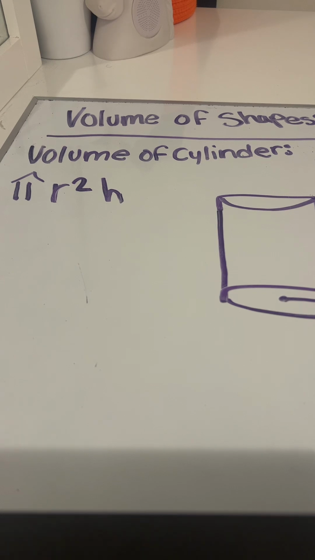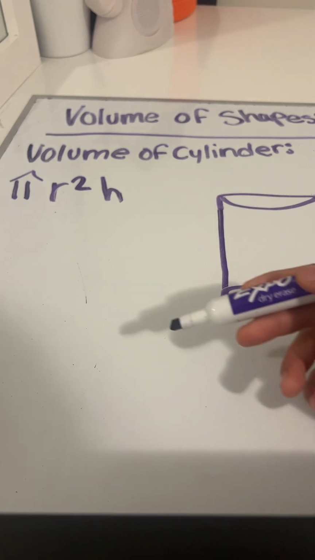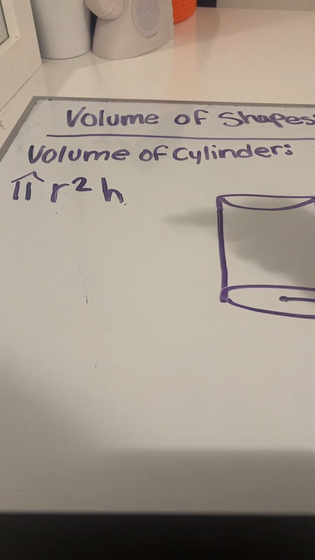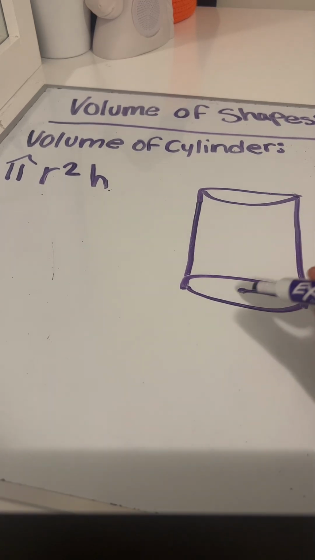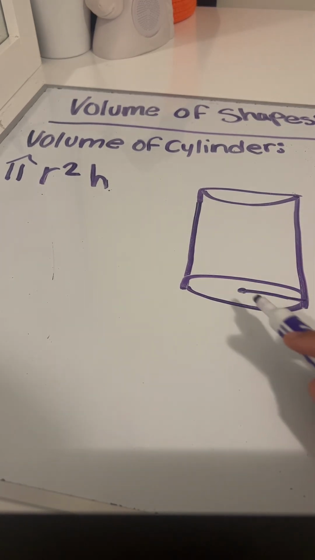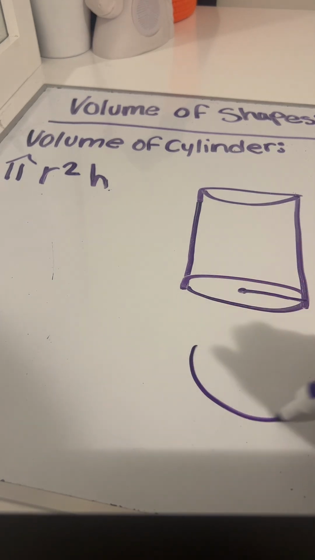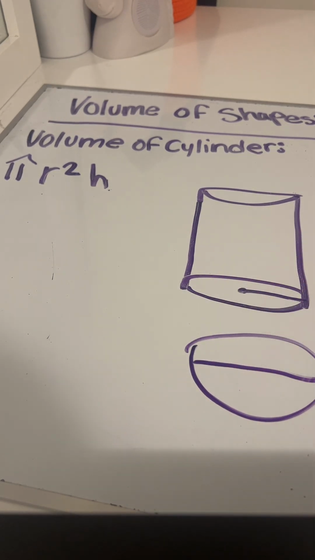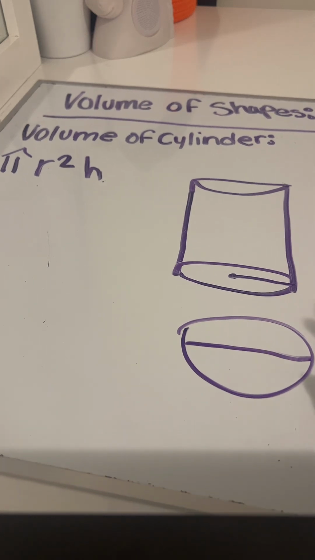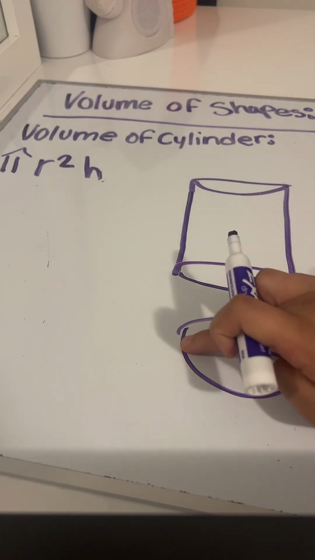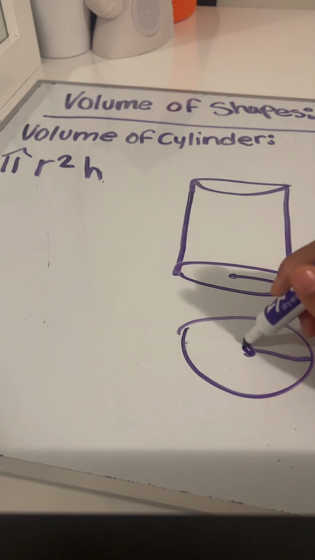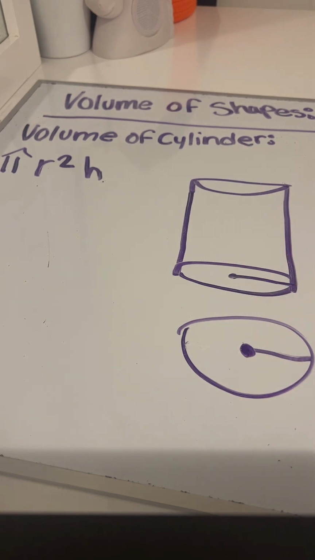Now, to find the volume of a cylinder, it will be pi r squared h. To figure this out, r is radius and h is height. So the radius is this right here. Half of the circle is a radius. If it was the whole line across the circle, that's the diameter. But when we only want this half, that is the radius.